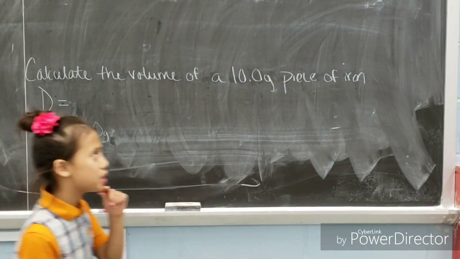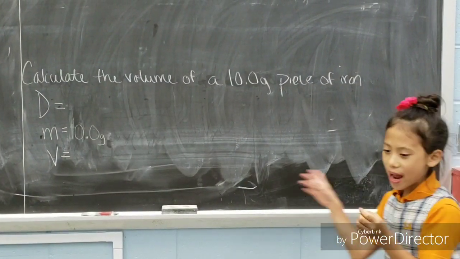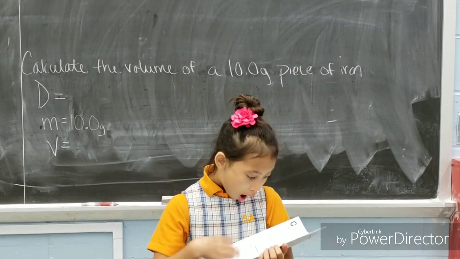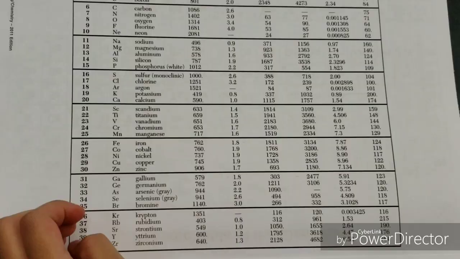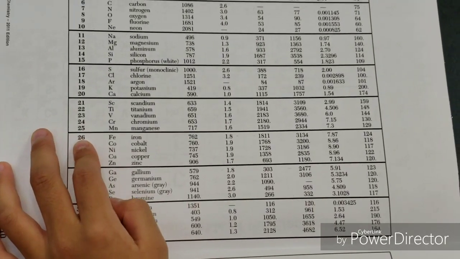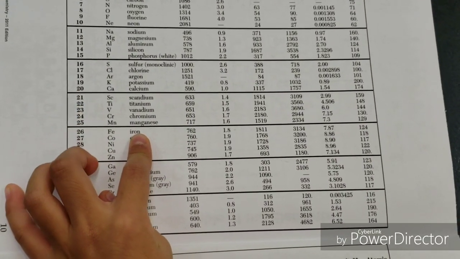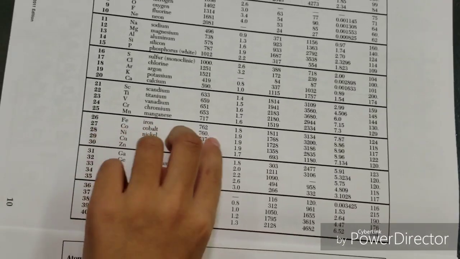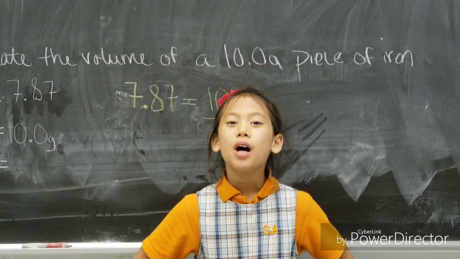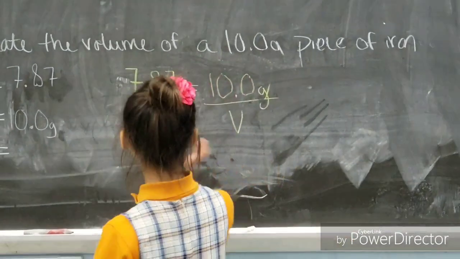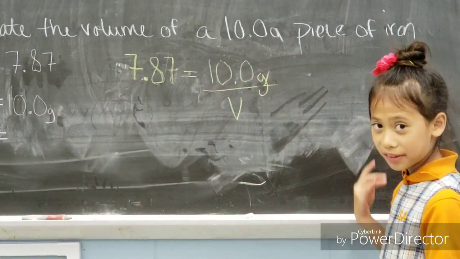What could I possibly do? Oh wait! I have my reference table! Okay, so here is iron, and its density is 7.87. Okay, now you substitute and solve.